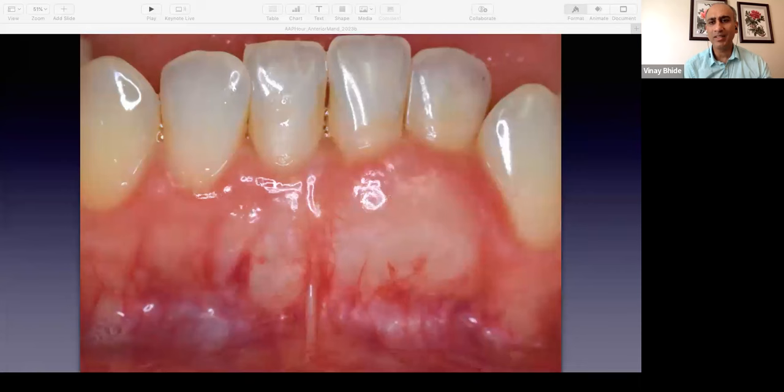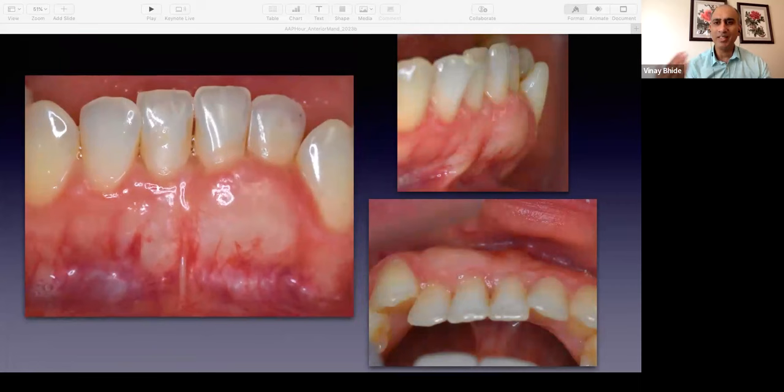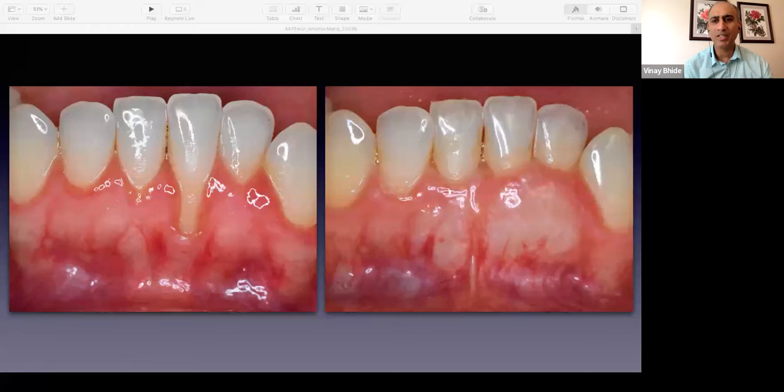almost an obscene amount of root coverage and tissue thickness, which is evident even just from the buccal view. From the lateral view, we can see that phenotype modification. We can see from the occlusal view even the thickness of gum tissue there as well. And when we look at the pre-op and the two-year follow-up side by side, we can really appreciate the root coverage that we've been able to obtain.